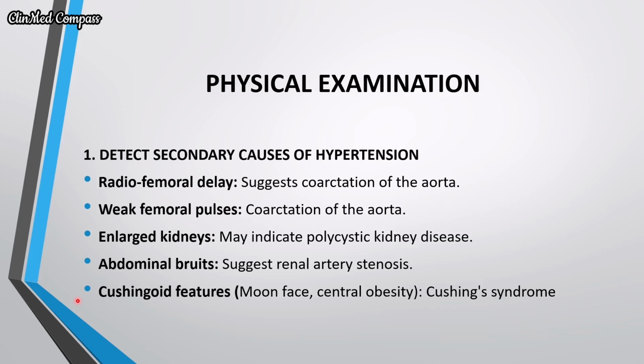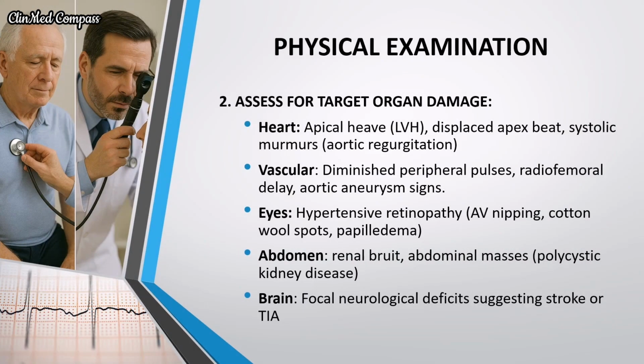It is important to be systematic and thorough. These findings may be subtle, but provide critical diagnostic clues. Next, we assess for evidence of target organ damage. We'll start with the heart. You look for apical heave, which suggests left ventricular hypertrophy. A displaced apex beat may indicate an enlarged heart. Systolic murmurs, especially of aortic regurgitation, can also occur.